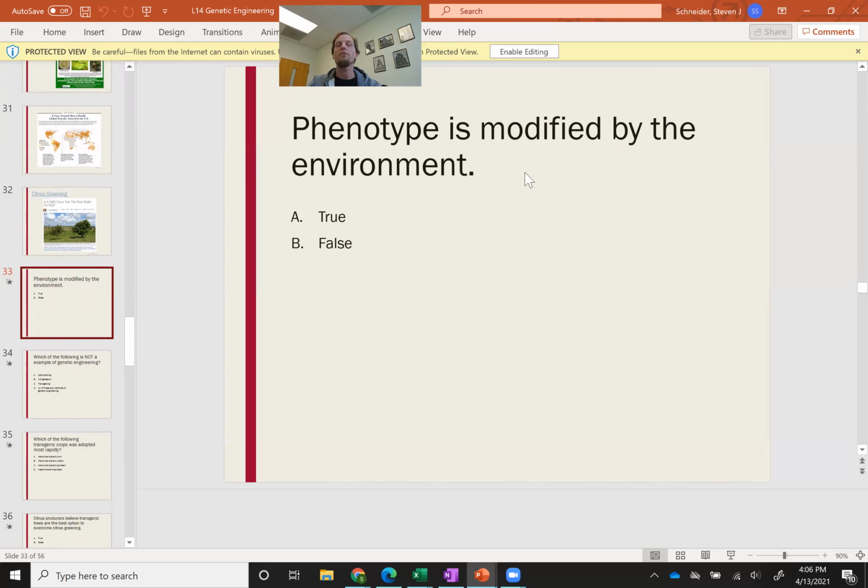Phenotype is modified by the environment, true or false? Okay, so phenotype is a physical appearance or a biochemical ability for survival. It's a trait. Phenotype is a trait. So the environment, the trait is due to what? Genotype. If you've taken biology, you know that phenotype depends on genotype. You don't have a phenotype without a genotype. So is the phenotype modified by the environment?